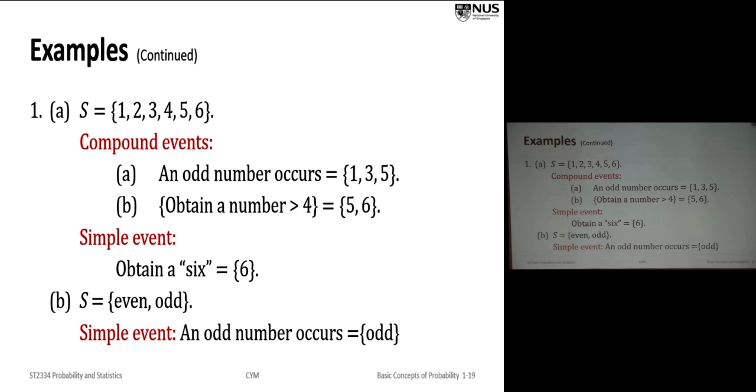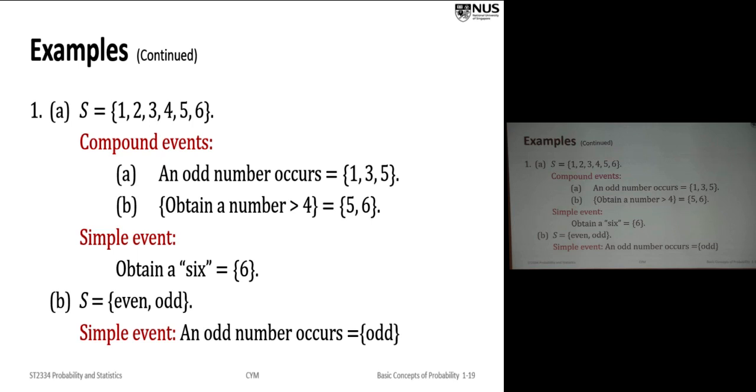For B, what's the outcome? I got a 2. So what event is that? I'm interested only in odd or even. Now I got a 2, so it's an even. All right? So it belongs to even.